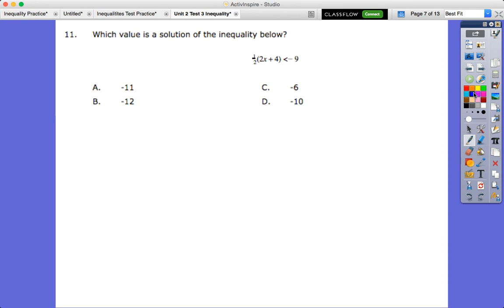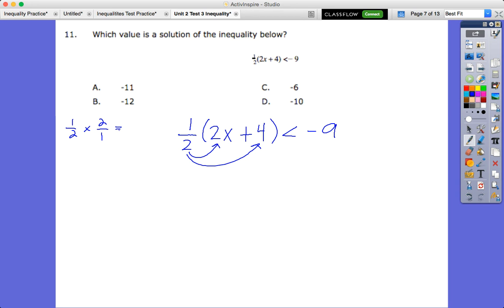Which value is a solution of the inequality below? All right, so we're going to have to use distributive property. So we're going to say 1/2 times 2. Remember, we put that whole number over 1. 1 times 2 is 2. 2 times 1 is 2. 2 divided by 2 just gives me 1. So we're just going to leave our x.